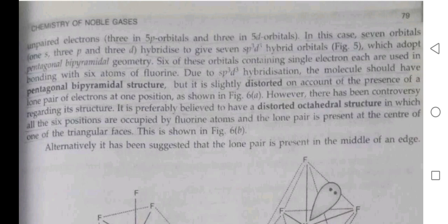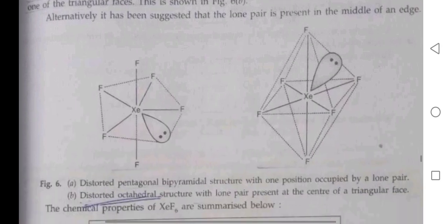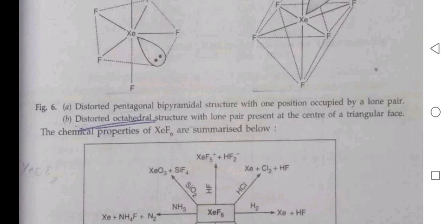Alternately, it has been suggested that the lone pair is present in the middle of the edge. This is called a pentagonal bipyramidal structure with one position occupied by a lone pair, or a distorted octahedral structure with the lone pair present at the center of the trigonal face.